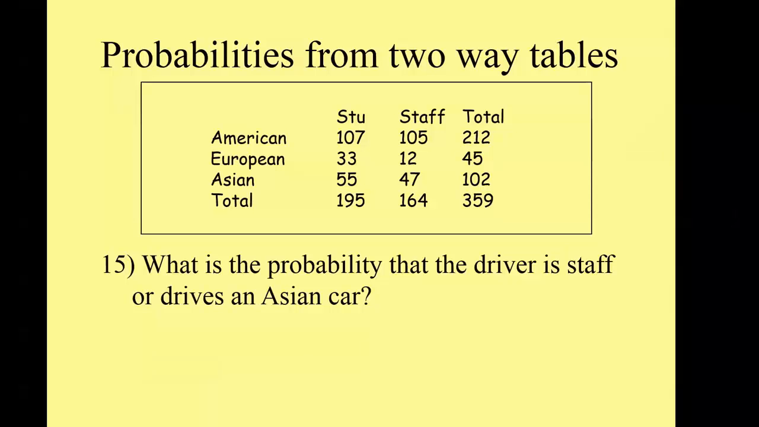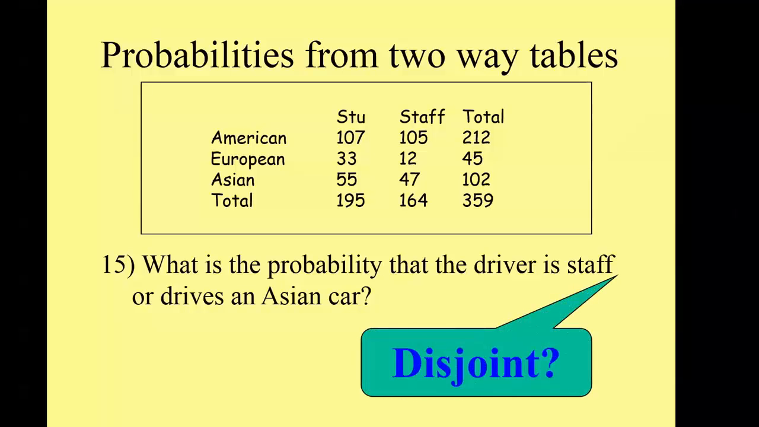What about the probability that the driver is staff or drives an Asian car? Gotta be careful about this. Are these disjoint? Well, I can be staff and I can drive an Asian car, so there is a dependence of events there.